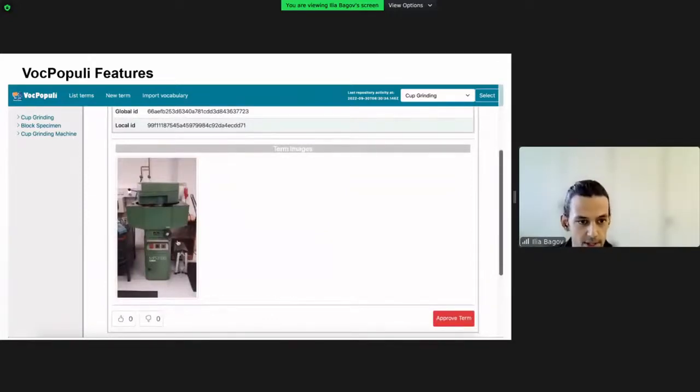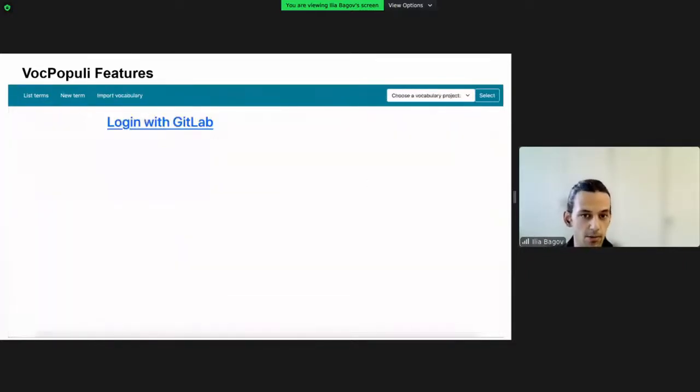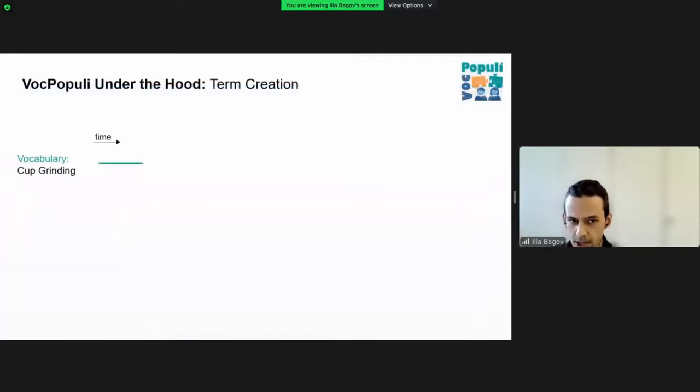Now, following this short demonstration of Voc Populi's features, I would like to move on to some of the details about what happens under the hood when a person uses Voc Populi. As I mentioned in the beginning, Voc Populi is strongly based on GitLab. Right now, I want to show you what happens in GitLab when, for example, a person wants to define a new term, and let's say that term is the term pen in the Garabedian vocabulary.